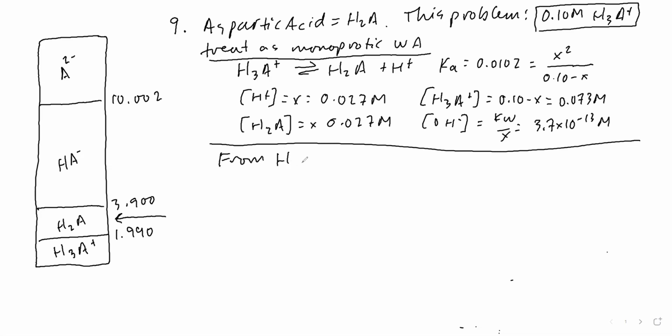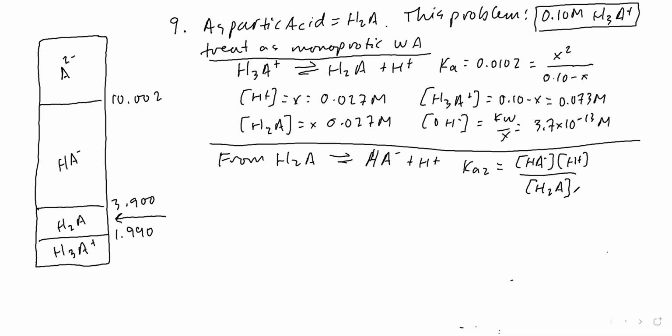the second dissociation, H2A makes HA minus and H plus. We know that Ka2, which we can calculate or look up the value in the back of the text, is going to be HA minus times H plus all over H2A.